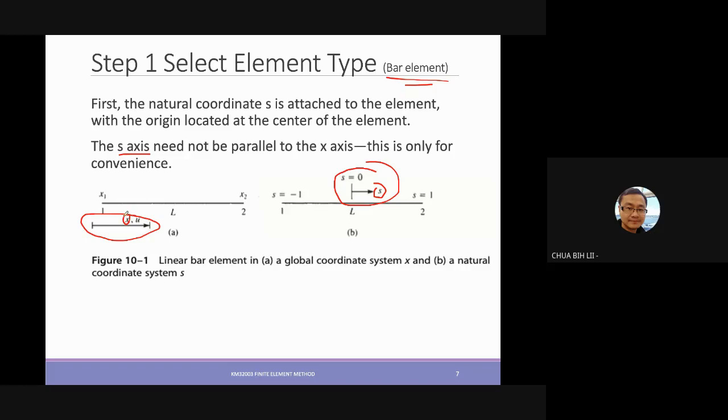This is the previous one, how we derived using X, and this is the new one. We are using the S coordinate system. In this S coordinate system, we will start to define it. Usually we will put 0 at the middle, the center of the element, and whatever is to the left and to the right of this centroid, the s equals 0 position, we will have minus 1 and 1. So this is how we form our coordinate system.